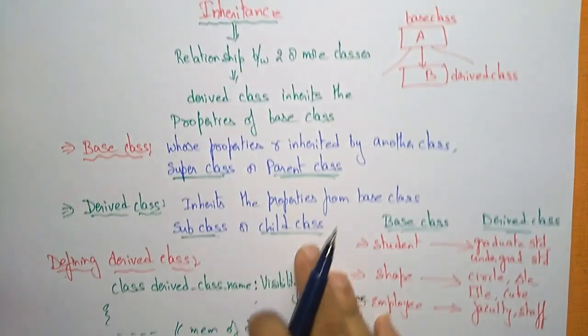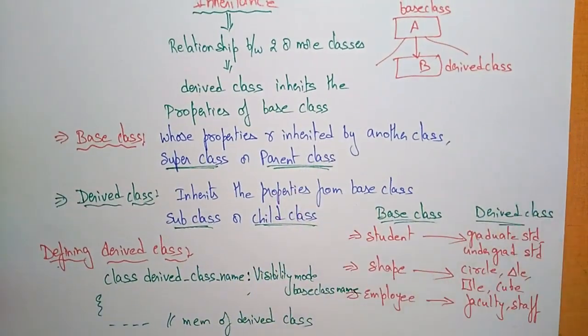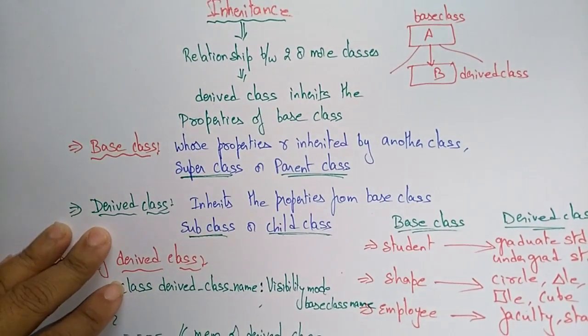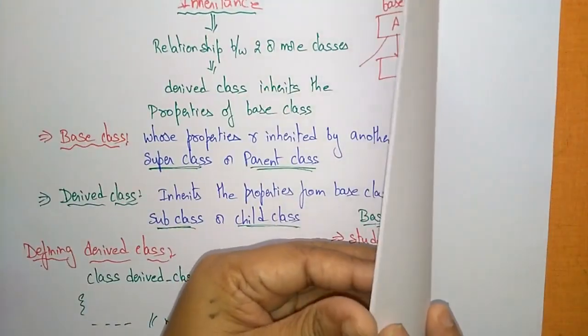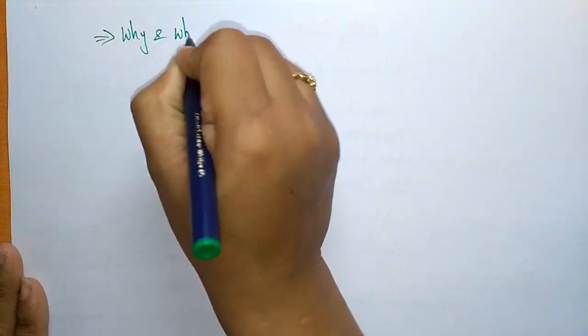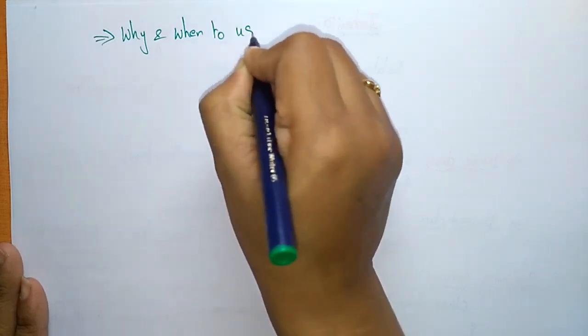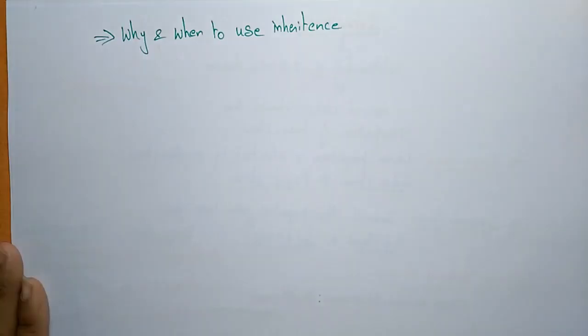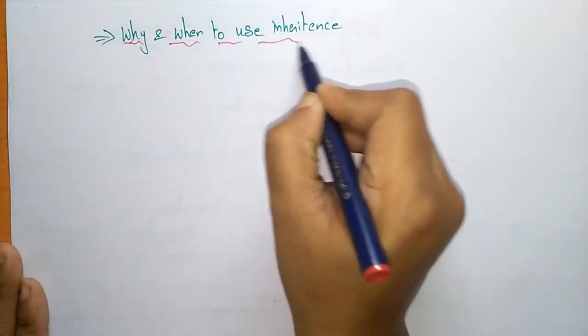So I just explained about the base class and the derived class in inheritance. Now let us see why and when to use inheritance. Let us take one example to explain this. The point here is why and when to use inheritance. So when will you use inheritance?